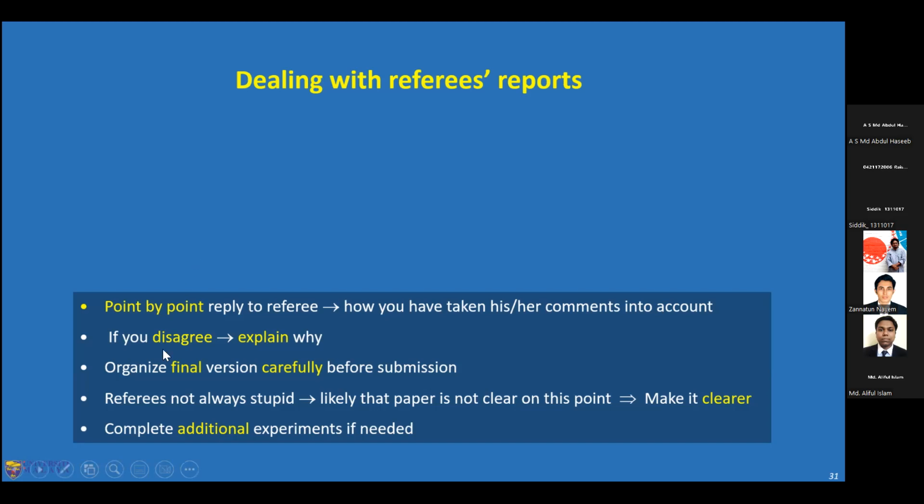There could be some points where you do not agree. You find that the reviewers are not correct and you don't want to change it. If that is the case, if you have a lot of confidence in this, then you can say that I do not agree. Thank you for this comment, but I do not agree. Then you give the reasons why your comments are not valid. So that's possible.